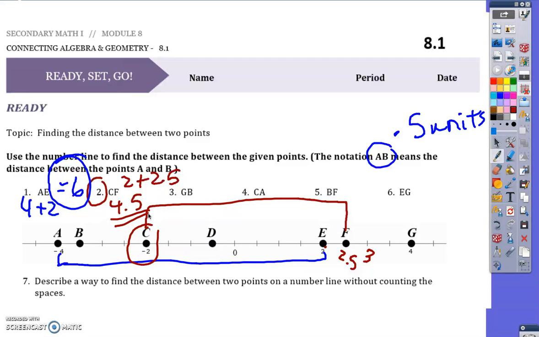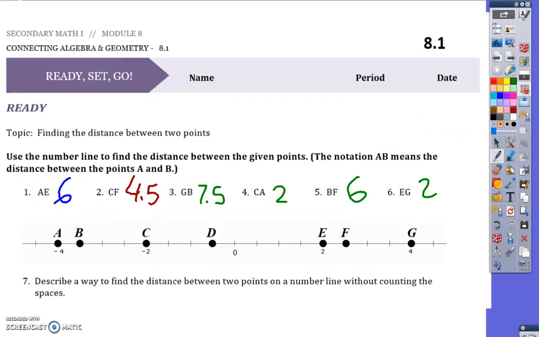I want you to go ahead and pause the video and then answer the last 4 questions. We'll do number 7 together. So now I've written the answers in green. So from G to B is 7.5. So if we go here, that's 4. And this was 3.5 more. And so 7.5.